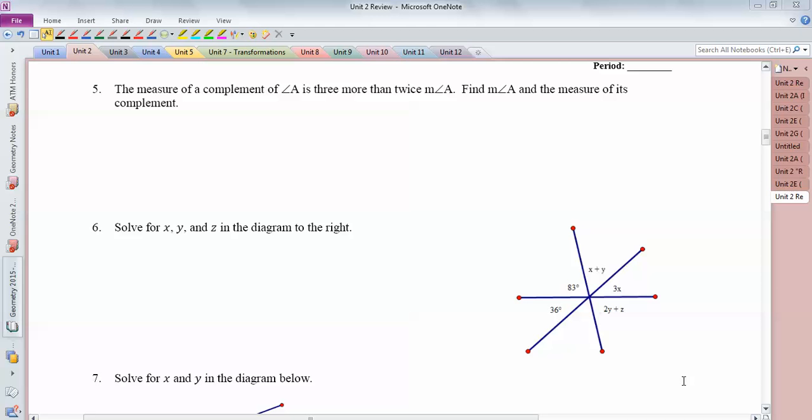And you can do this using trial and error, which some of you may be able to find the right answer because it turns out to be a nice number. But if the answer was like 37.395, there's no way you're going to guess and check that. So let's figure out a way to solve it. What I'm going to do is, you're relying on the measurement of angle A. I'm going to call that X.